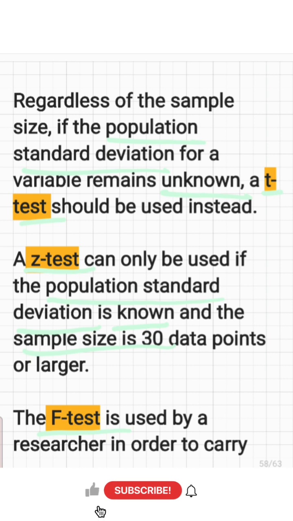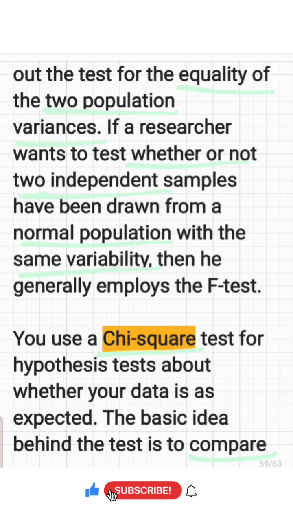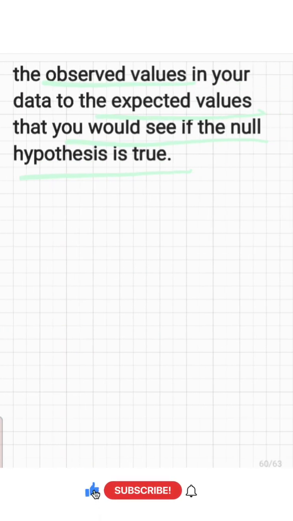And the f-test is used mainly to test the equality of two population variances. If a researcher wants to test whether two independent samples have been drawn from a normal population with the same variability, then he would employ the f-test. And the chi-square test for hypothesis testing is mainly about whether your data is as expected. The basic idea behind this test is to compare the observed values in your data to the expected values that you would see if the null hypothesis is true.